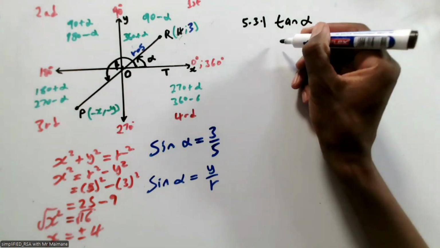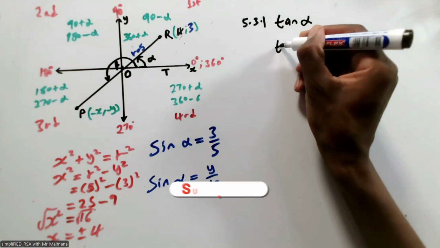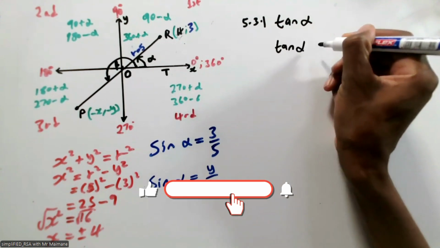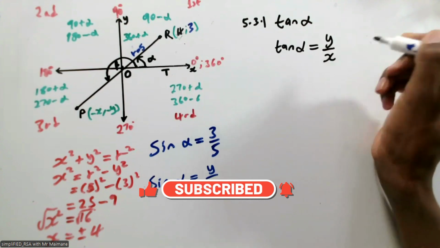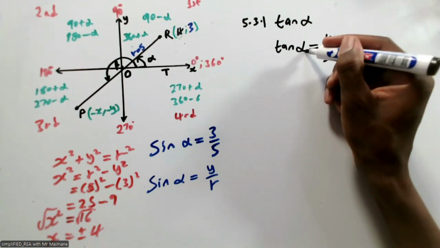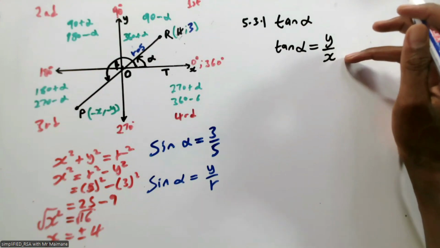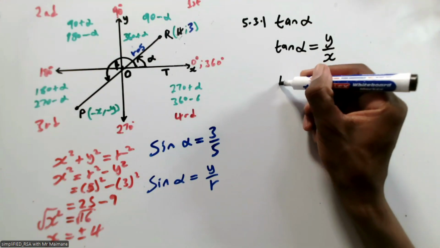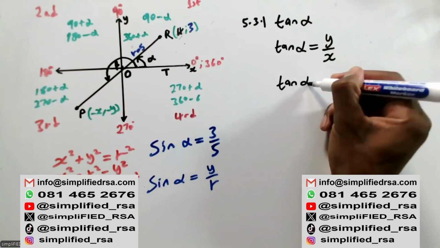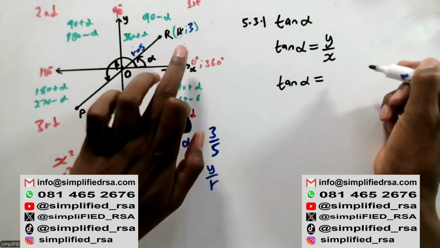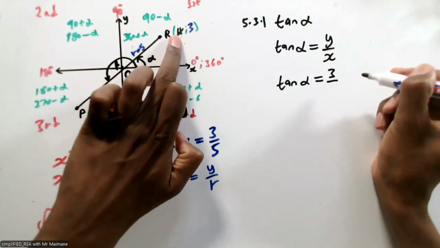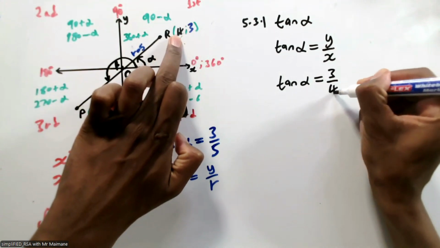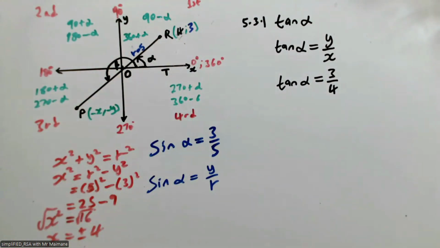Now look at this. Tan of alpha is equal to y over x, because I know that tan is opposite over the adjacent, which means that tan of alpha is going to be y, which is 3, over x, which is 4. So that's the value of tan alpha.